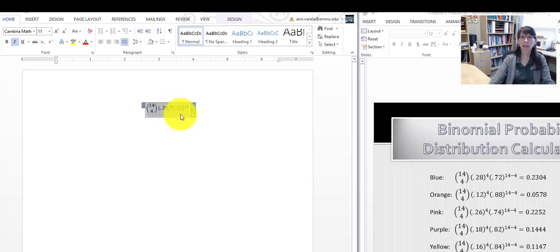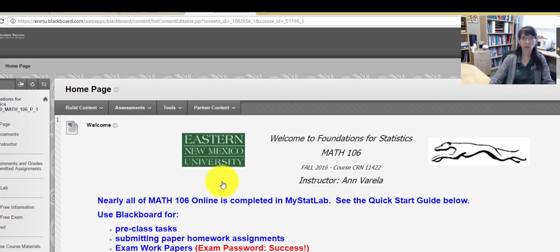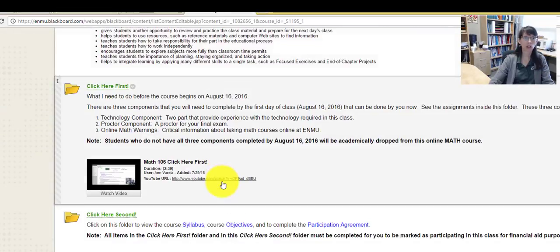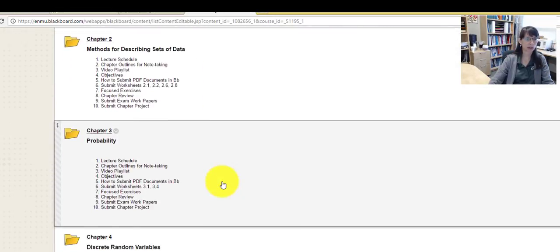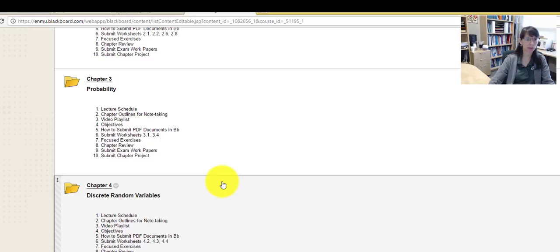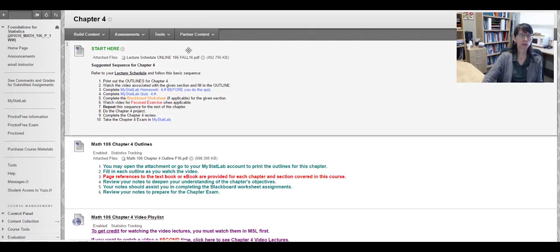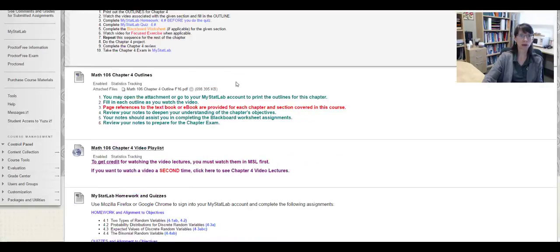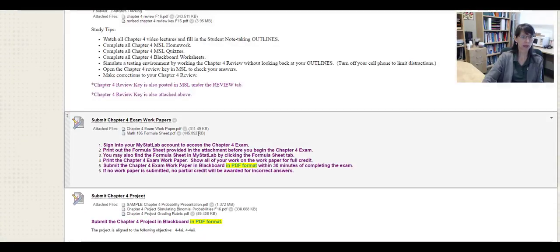The next thing that you're going to do once you have your PowerPoint selection all complete and saved as a PDF is you're going to go in to Blackboard and submit your assignment. Once you open Blackboard and select your Math 106 course, you're going to scroll down to the Chapter 4 folder. So way down at the bottom, here's Chapter 4. Once you're in the Chapter 4 folder, you're going to scroll to the bottom of this file. And this is where you're going to find Submit Chapter 4 Project.